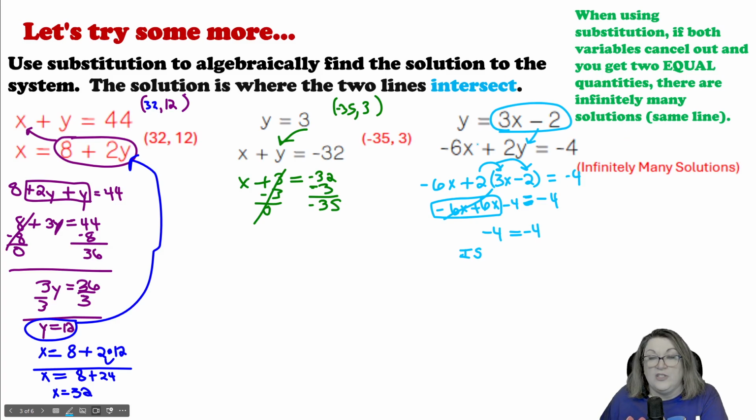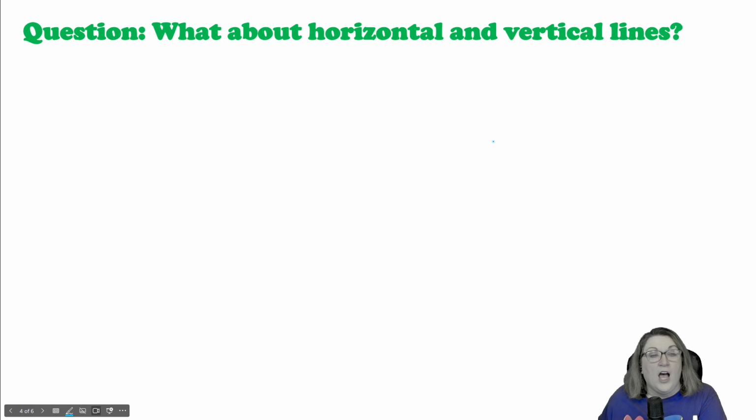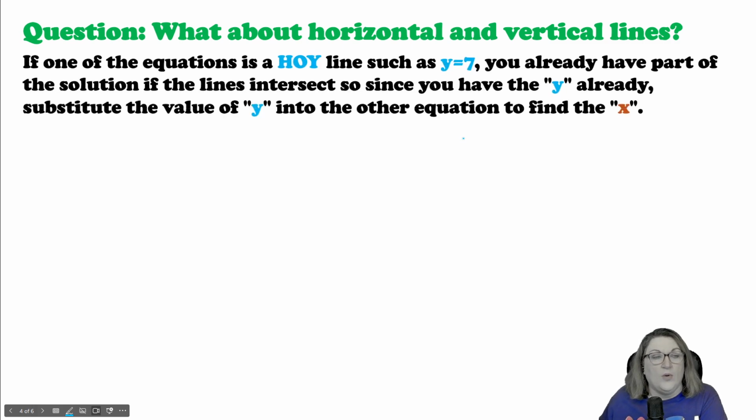So if I were to take these two original black equations, put them in my Desmos calculator, I would just have one line graphed on top of one line. What about horizontal and vertical lines? So if one of the equations is a horizontal line, such as y equals 7, you already have part of a solution if the lines intersect.